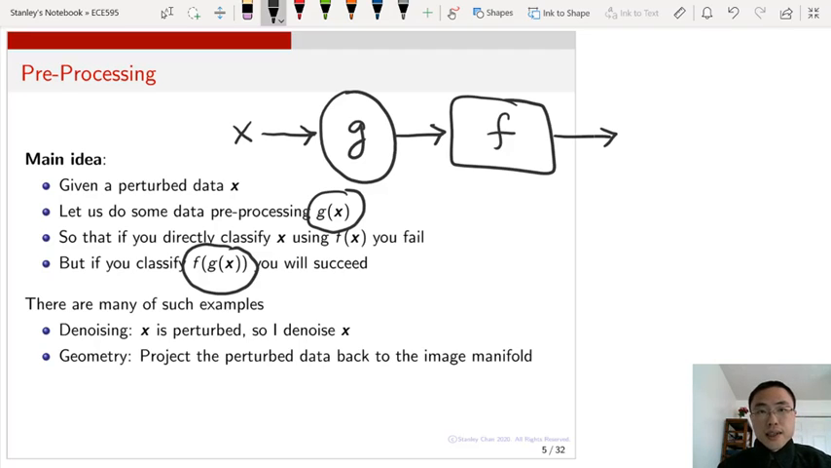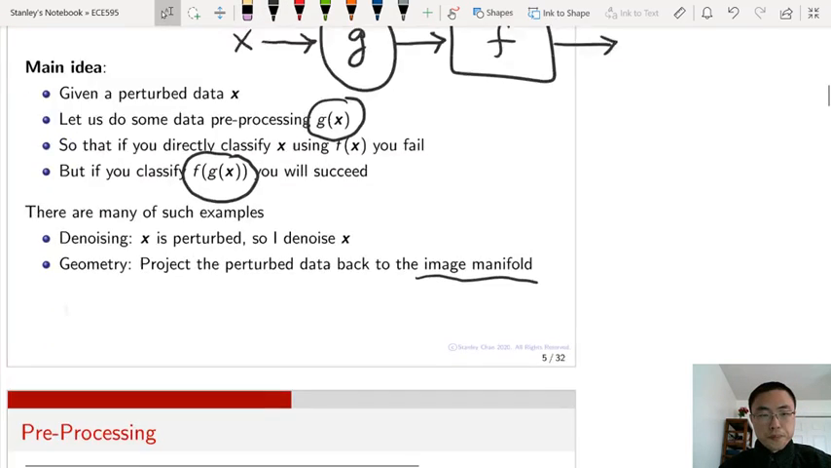And there are many ideas that you can do this kind of pre-processing. For example, you can do denoising. Let's say X is a noisy observation, and then you apply an image denoising algorithm, then you can denoise all these attacks. So this is one possibility. The other possibility is to project the perturbed data onto some kind of image manifold. You can also treat it like a denoising, but from another perspective, you can just say that I want to perturb my data onto any manifold that I want it to be.